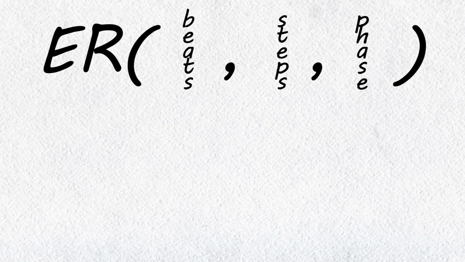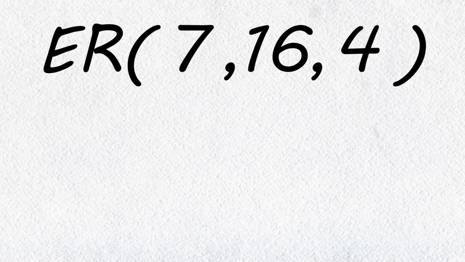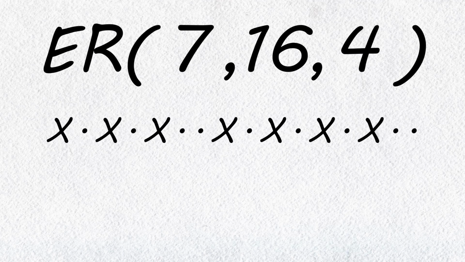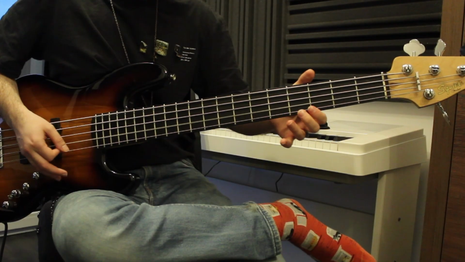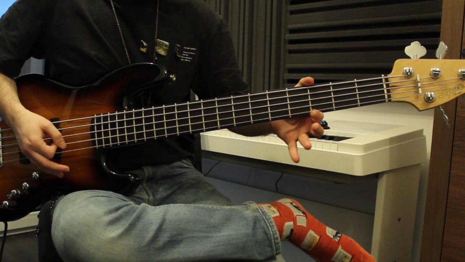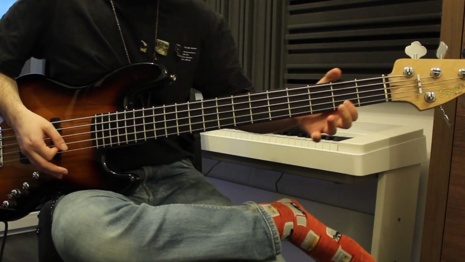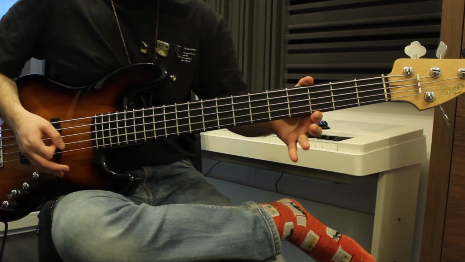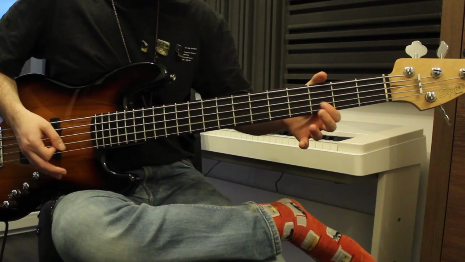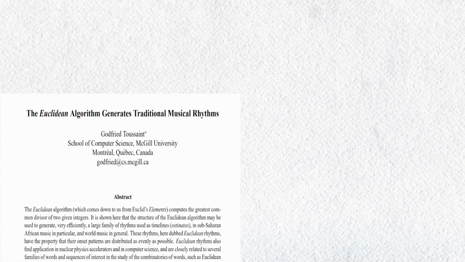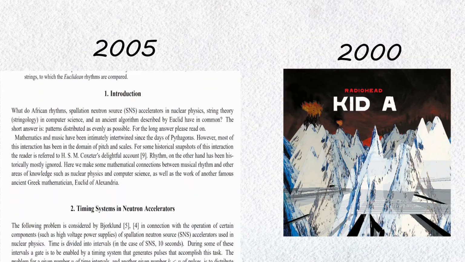Interestingly, if you take ER 7/16 with a phase of 4, it sounds awfully similar to a very famous bass groove. Yes, Radiohead did make use of a Euclidean rhythm in their national anthem, most probably unintentionally, as the paper came out several years after the Kid A album.